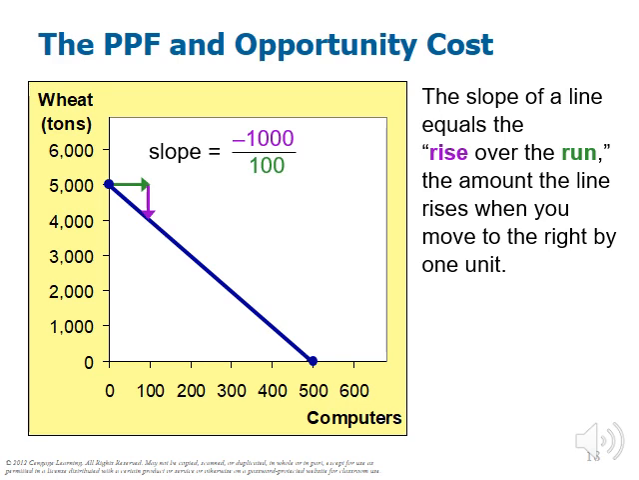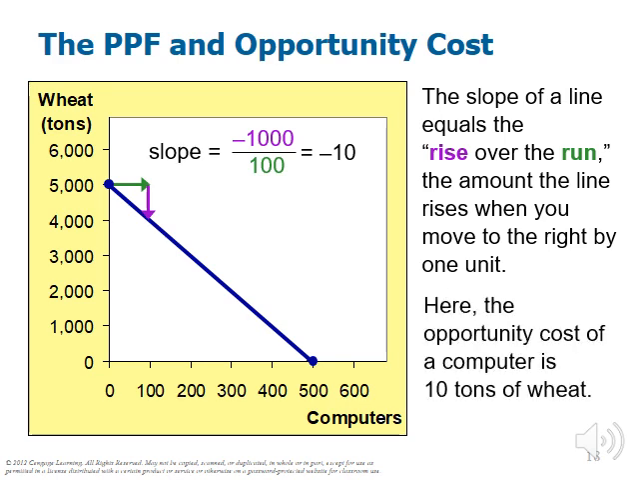For each computer, then, we must have given up 10 units of wheat. The slope of a line equals the rise over the run, the amount the line rises when you move to the right by 1 unit. Here, the opportunity cost of a computer is 10 tons of wheat. The slope of the line: -10.